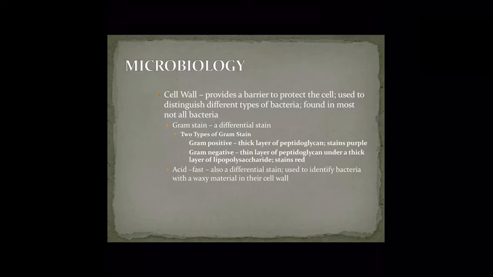In addition, we have another differential stain, which is used in microbiology to distinguish different bacteria and identify what kind of bacteria it is in a lab, and that is the acid-fast stain, which is used for bacteria with a waxy material in the cell, like Mycobacterium tuberculosis.